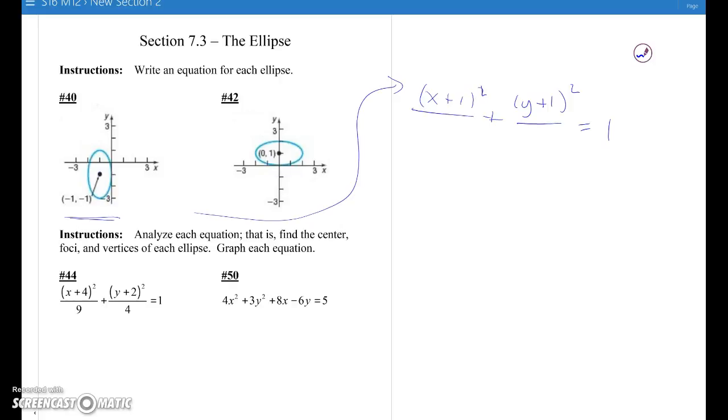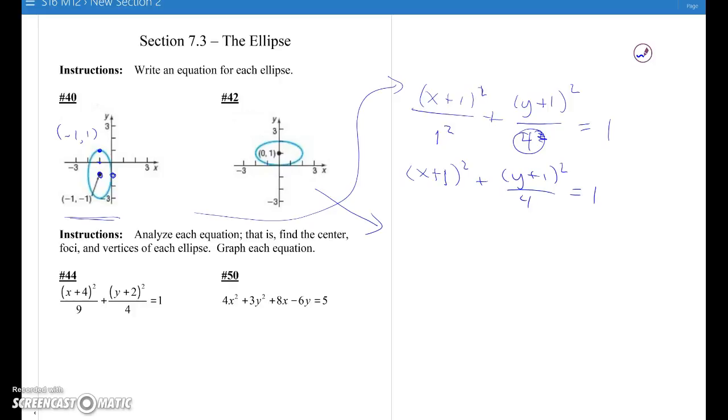Well, I can see that the distance from the center to the edge is 1 in the x direction. So I need a 1 squared under the x term. And then I can see in the y direction, it's 1, 2. So under the y term, I need a 4 for 2 squared. So I have x plus 1 squared, we don't really need to show divided by 1, plus y plus 1 squared over 4 equals 1. And I would double check and just make sure the point negative 1, 1 made the equation true. And it looks like it does.